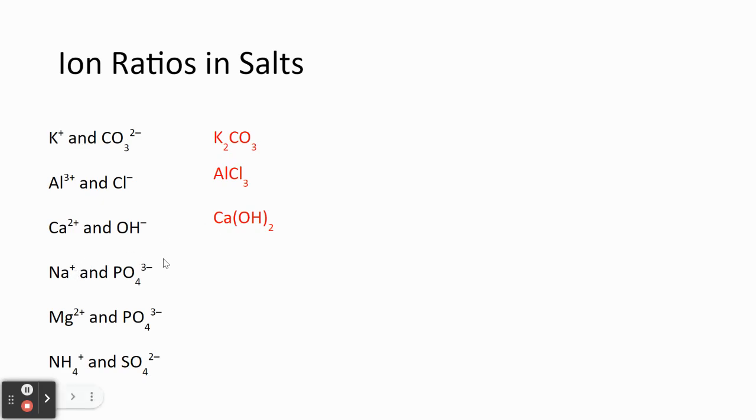So next we have a +1 and a -3. We want to crisscross the numbers. So we get Na3PO4 for our formula.